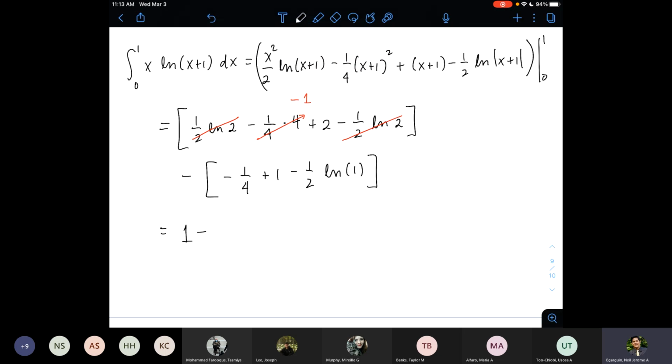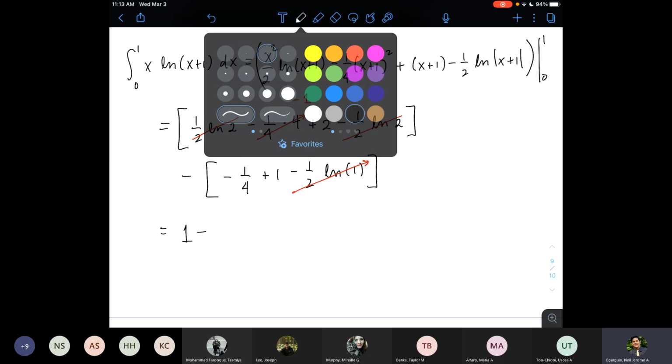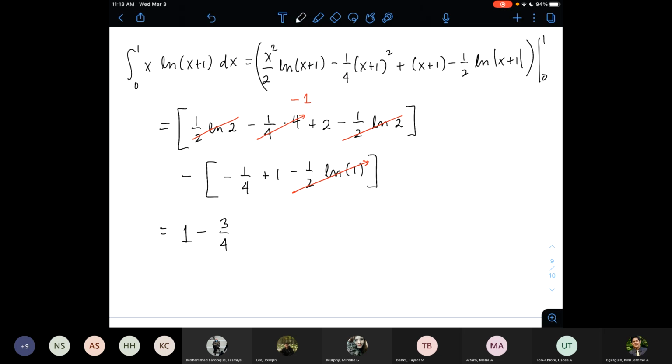Minus, what happens to the second term or the second group? ln 1 is 0, so this is 0. So we'll have minus 1/4 plus 1. That's positive 3/4. So this will become 1/4. So the final answer is 1/4.